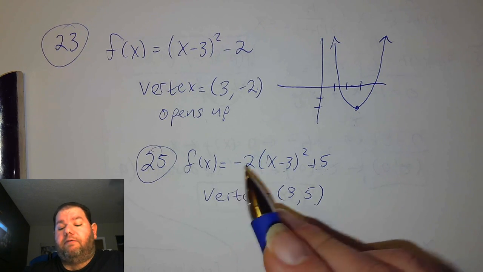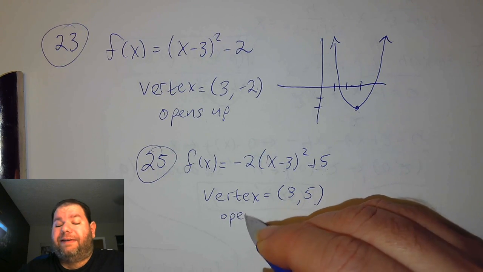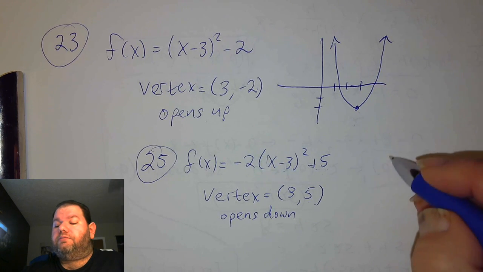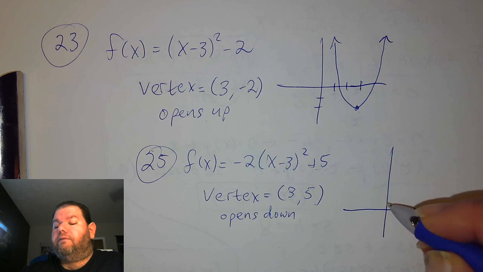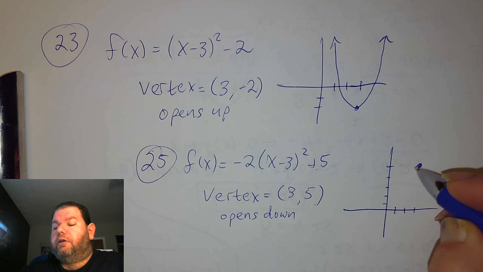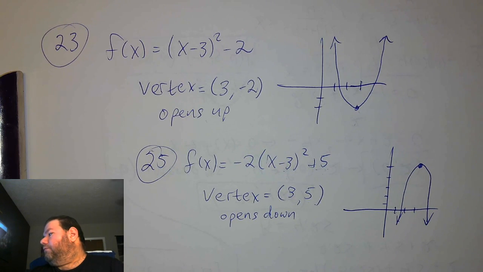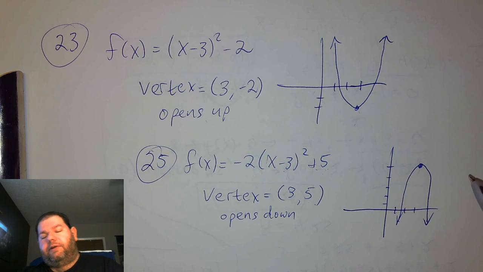Because this is a negative in front, we know that the graph opens down. So 3 right, 5 up. And then we draw our graph going down from there. And we know it also has been stretched, so I tried to draw it a little bit more narrow. I didn't do a great job of that, but you can kind of see it there.